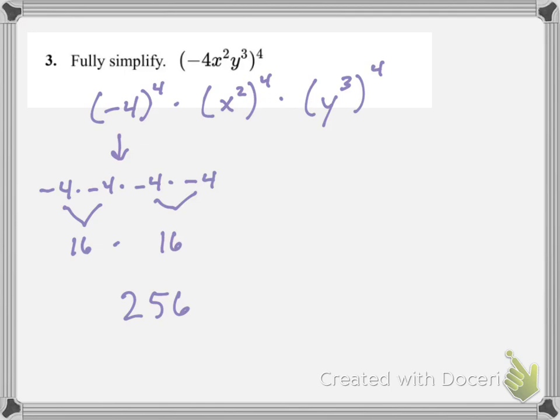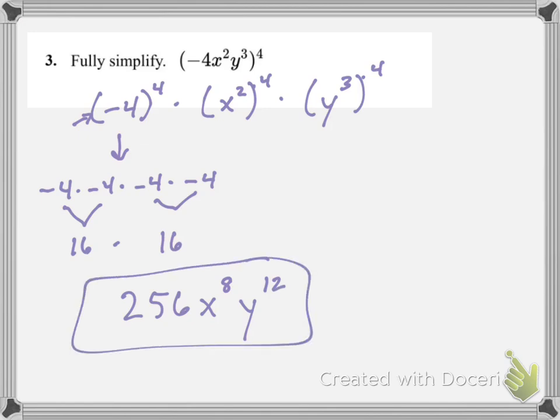Now, again, you can put that in the calculator. If you decide to put it in the calculator, you have to make sure you have the parentheses. I talked about that, I think, last chapter, the importance of parentheses. X squared to the 4th, so 2 times 4, 8. Y to the 3rd to the 4th, 3 times 4, 12. There's your answer. And that's all we have to do with power to a power.